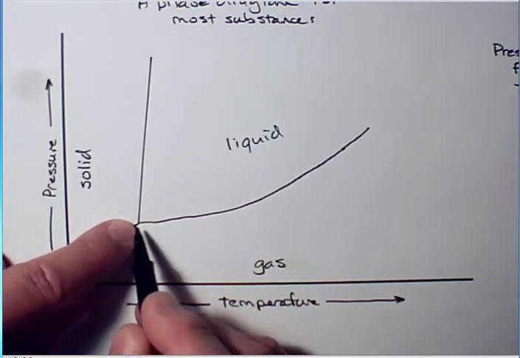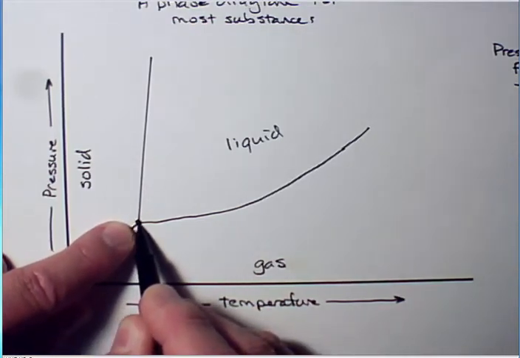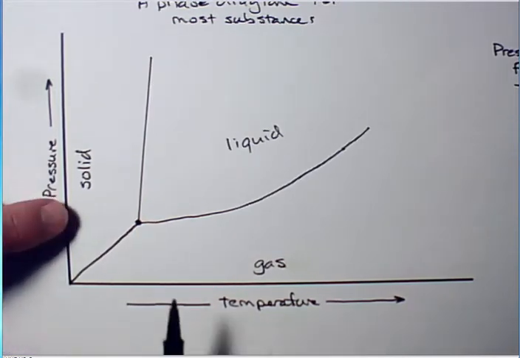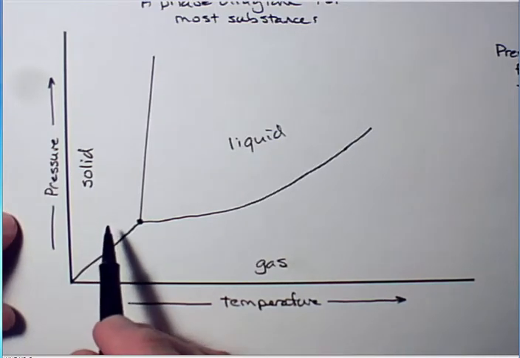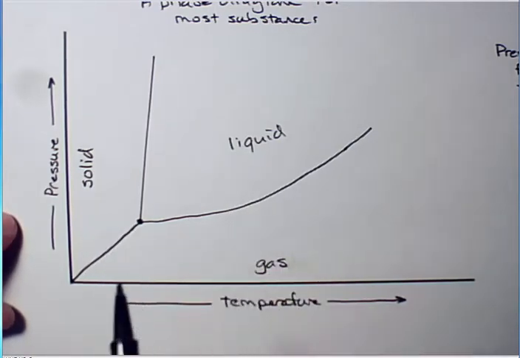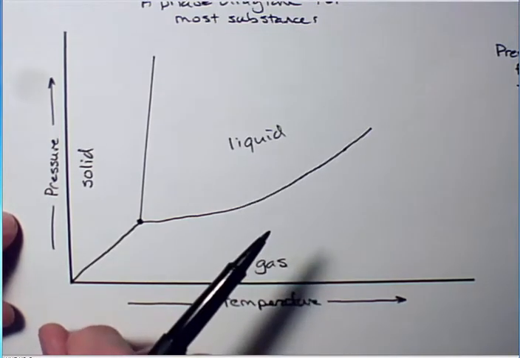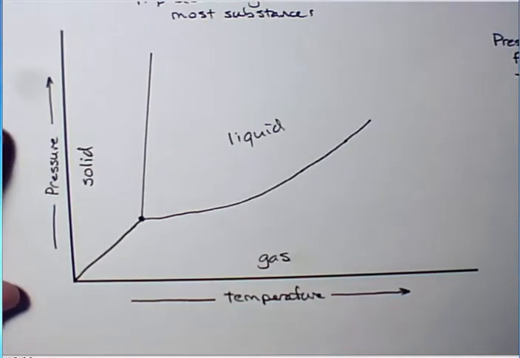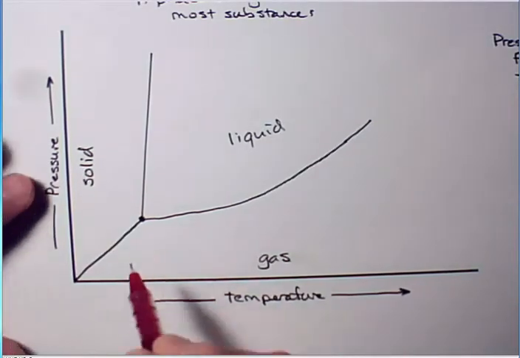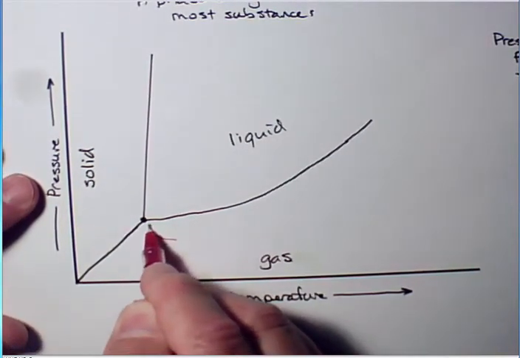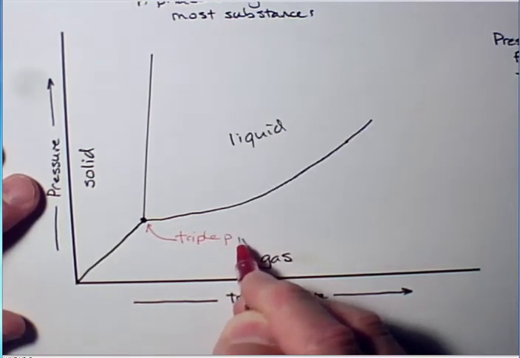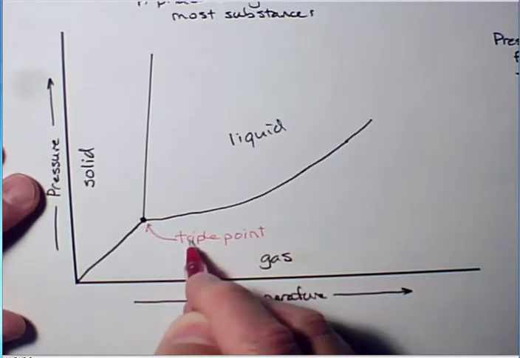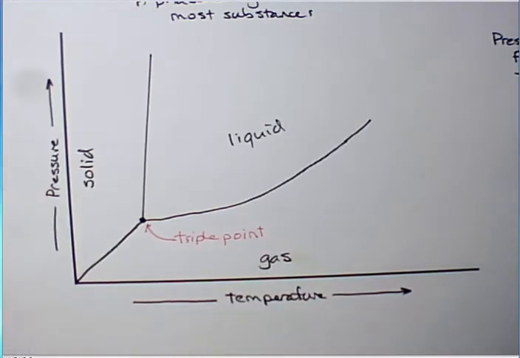Okay? All right, so there's a place right here, right where all these come together, where if I get the temperature and pressure just right, I can have a solid phase, a liquid phase, and a gas phase all at the same time at the same place. Pretty cool, huh? Okay? And that place right there, where you can have all three physical states at the same time, it's called a triple point. Okay? A triple point.